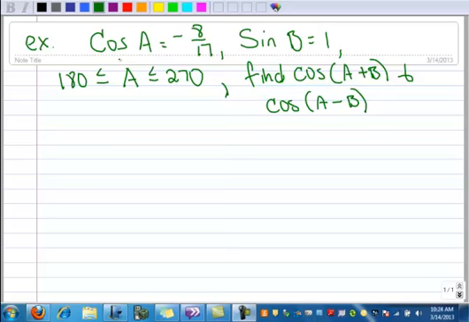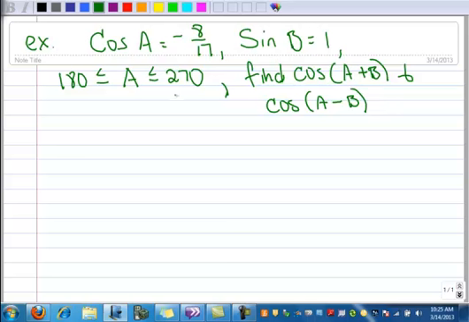In this example, we are given the cosine of some angle A, and we are given the sine of some angle B, and we are given information about what quadrant angle A is in, and we want to find the cosine of the sum of angle A and B, and the cosine of the difference between angle A and B.